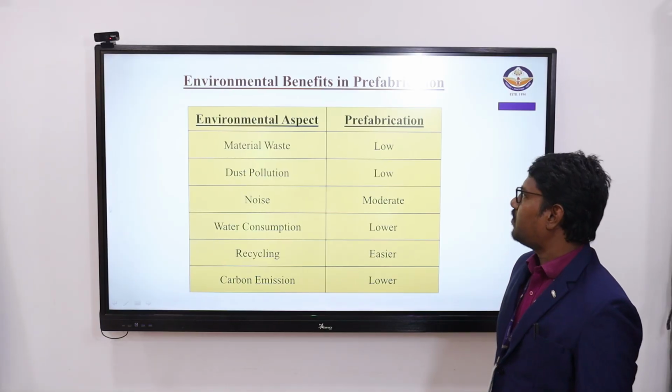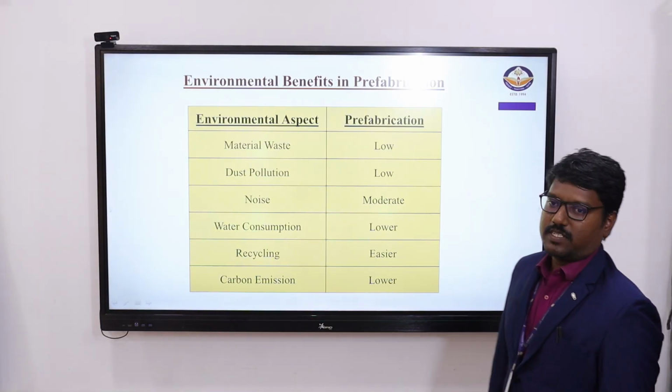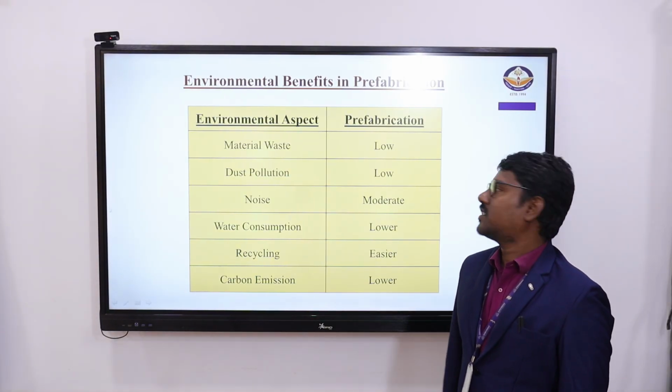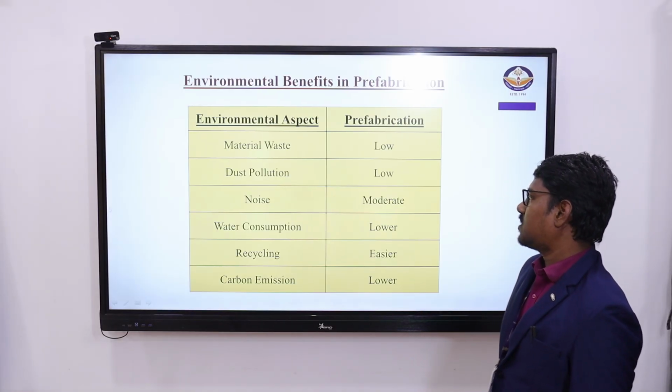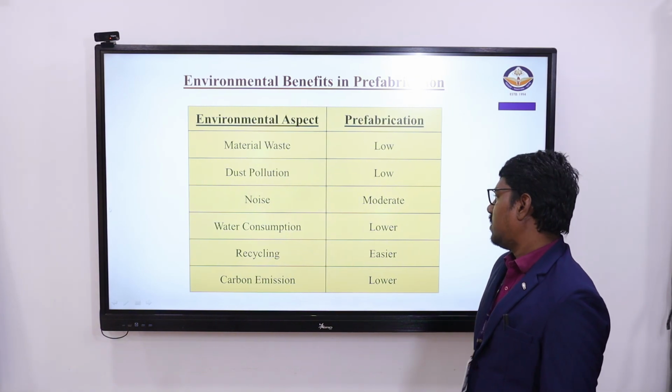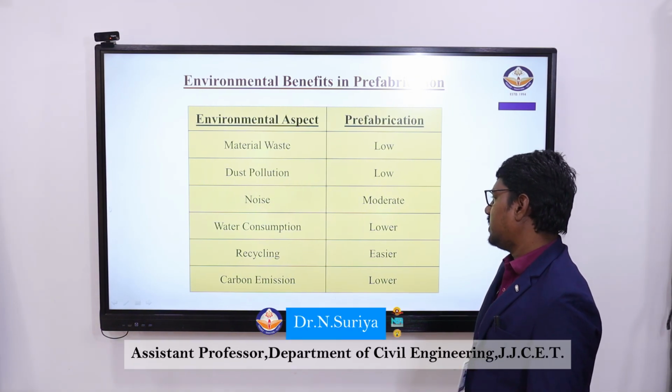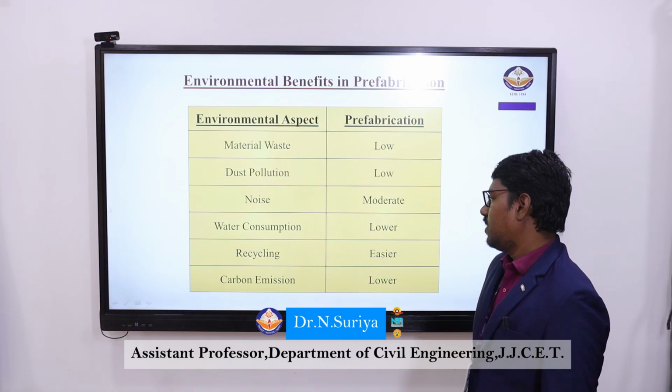Next, some environmental benefits of the prefabrication method. When compared with the traditional method, prefabrication has low material waste, low dust pollution, moderate noise, lower water consumption, an easier recycling process and lower carbon emission.